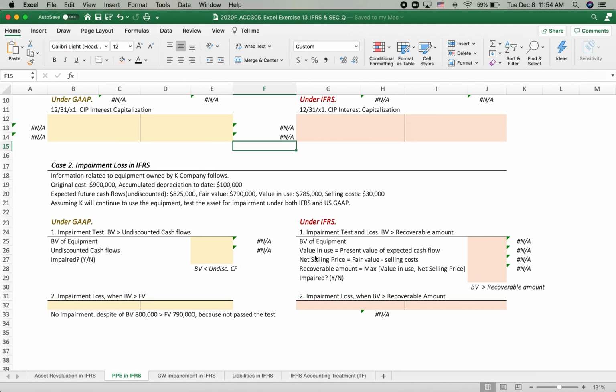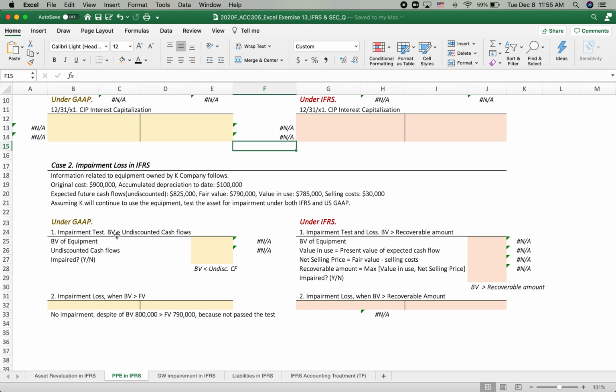So let's go to the exercise here. Information related to equipment owned by K company follows. Original cost 900,000, accumulated depreciation to date 100,000, expected future cash flows, which is undiscounted, 825,000, and fair value 790,000, and present value in use 785,000, selling cost $30,000. So let's do this impairment test and loss recognition under GAAP.